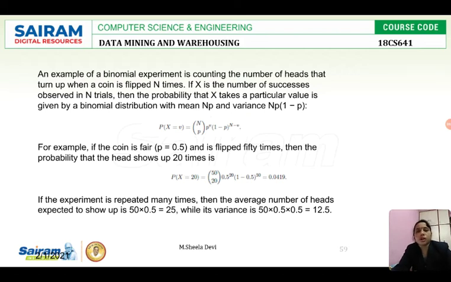Yes. So we'll see the formula. That is P of x equal to v, which is equal to nCv p to the power v into (1 minus p) to the power of n minus v. So the probability, the small p, is nothing but 0.5 here, and n is the number of trials, as we said, how many trials we are having, and p is the probability, as we said already.